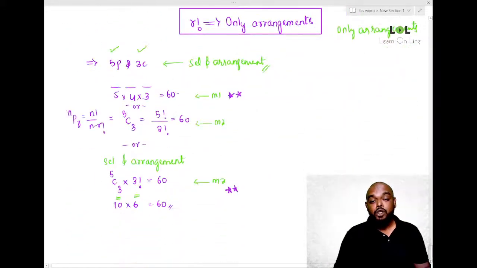So this is the basics for arranging people. Tomorrow we will see different cases. One second, just give me a second.